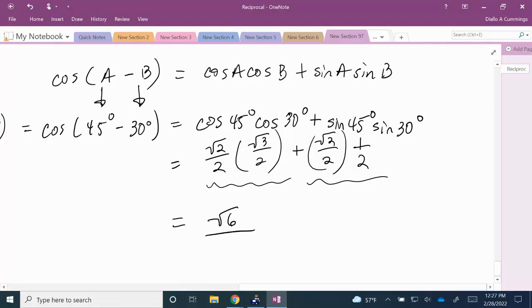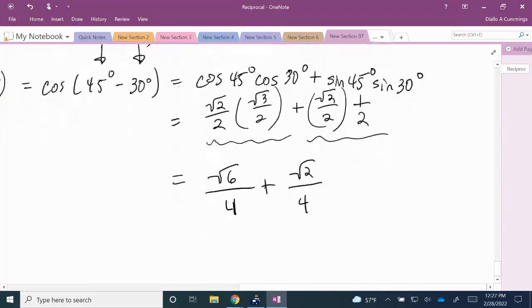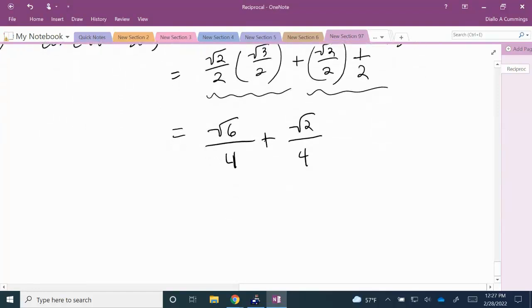Well, excuse me, we're multiplying, not adding. So I would multiply my denominators. 2 times 2 is 4. Plus square root of 2 times 1 is square root of 2. 2 times 2 is 4. All right, so now we're to the point where we're adding fractions.